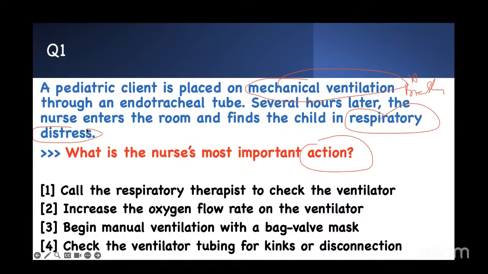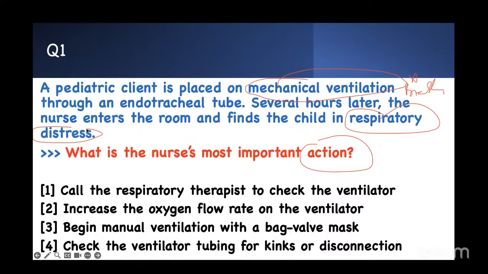I'm breathing for you with the machine, and I came back, and you're not breathing, you're suffering. What would I do? Think about it. Use some buzzwords, bring your content, and select the answer by being sharp, and at the same time, apply some common sense. Call the respiratory therapist to check the ventilator.